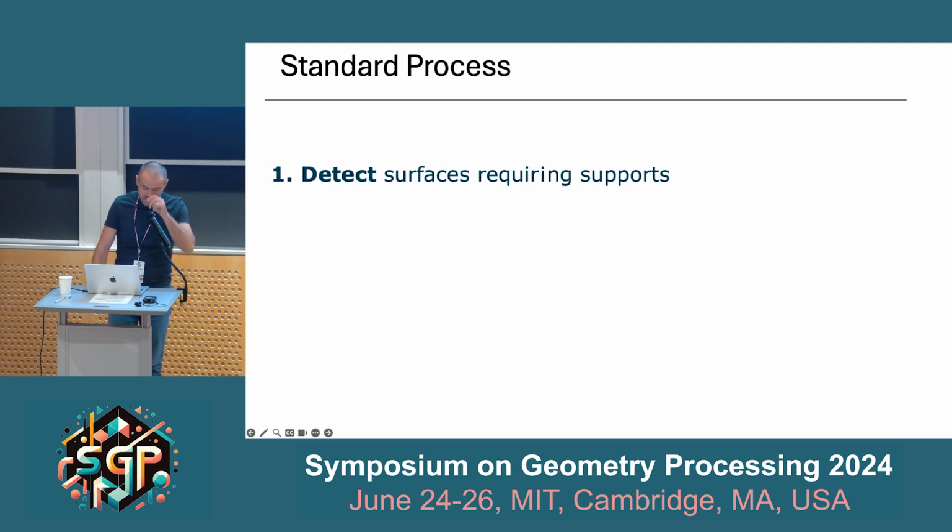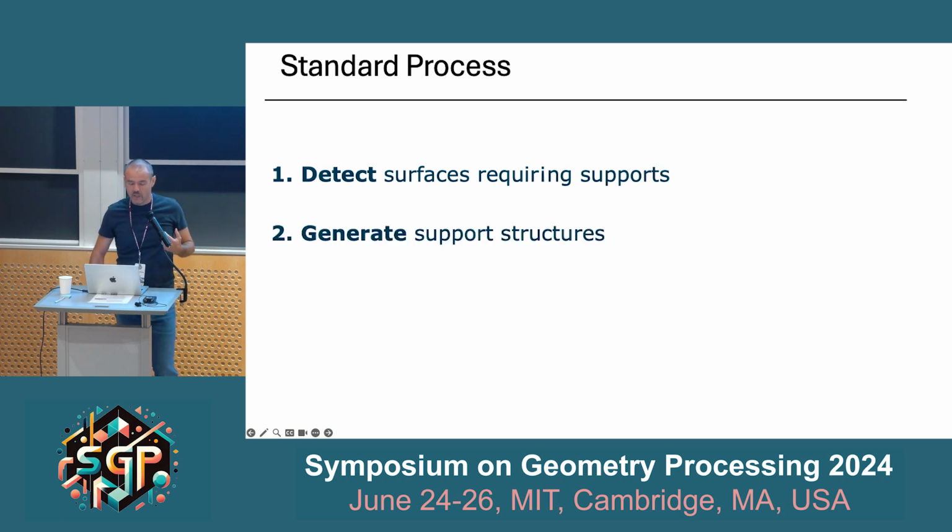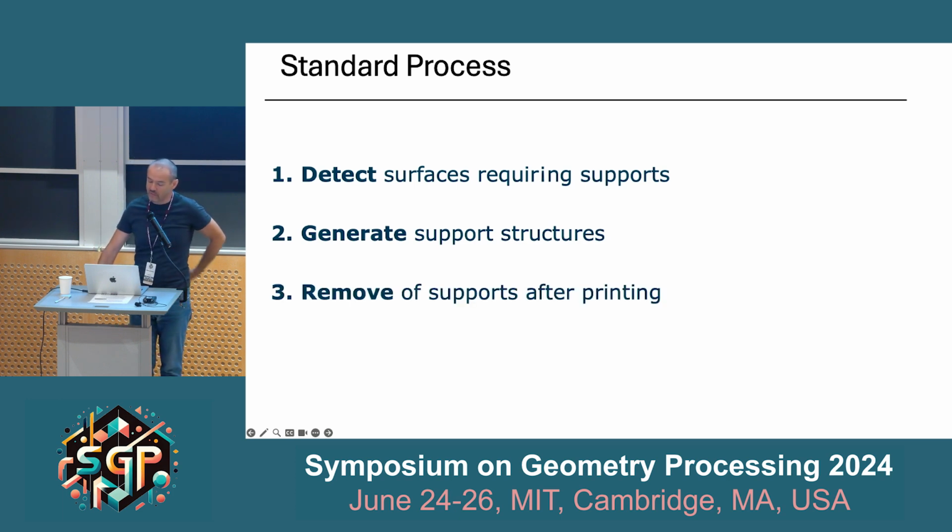So the process is typically divided into 3 phases. You first need to detect which parts of the object require support. Then you need to generate the actual supports, and you have various choices for that. And in the end, after the print, you need to remove them.